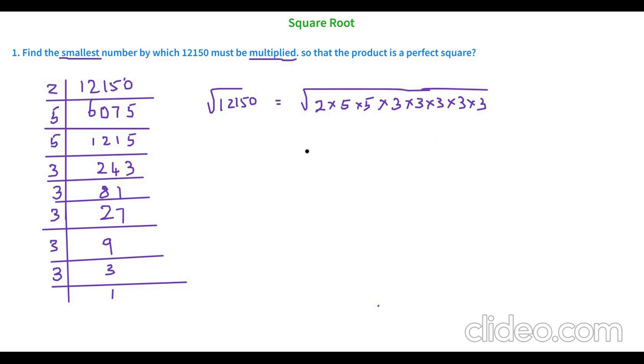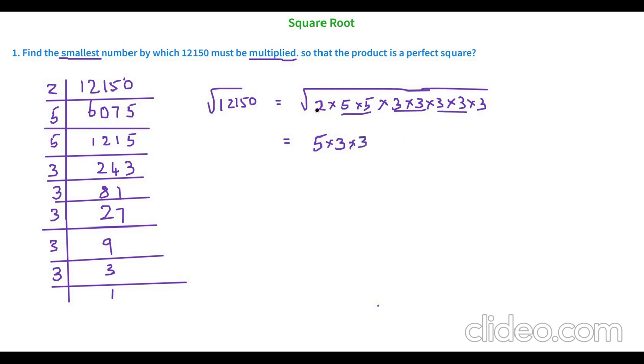I have already taught you that for square root we bring 1 number outside instead of 2 same numbers. So 5 times 5 will be 25, so I'll take one 5 outside instead of two 5's. In the same way, instead of two 3's, let me take one 3 outside. Again, instead of two 3's, I'll take one 3 outside.